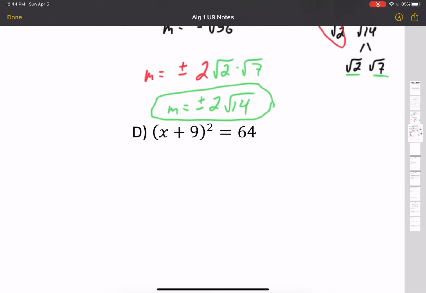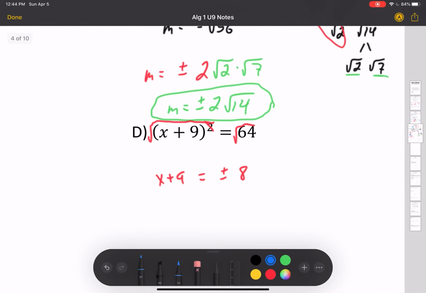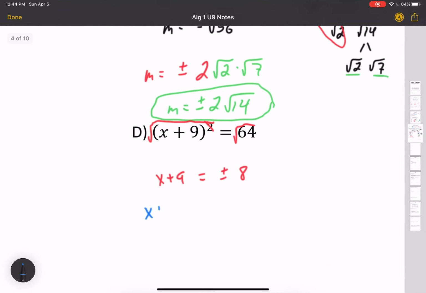Going over to D. So this one is actually going to work out a little bit better. I can square root both sides. So I've got x plus 9 over here. Square root of 64, that's a nice number. So that's going to be plus or minus 8. No, I'm not done yet, though, because my x isn't totally by itself. So I'm going to split this up into 2 equations, because we've got x plus 9 equals positive 8, and x plus 9 equals negative 8, because there are 2 possible solutions when I'm dealing with this quadratic.